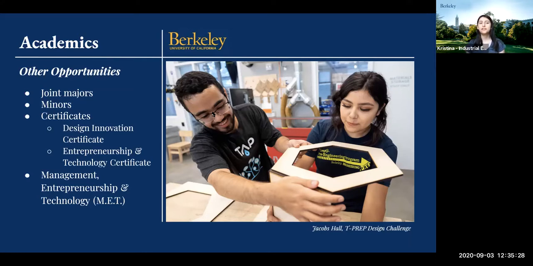So even if you're like, oh, I don't know if I should apply, because even if I don't get in, I still want to be in the College of Engineering, don't worry. Your application will be reviewed a second time just for the College of Engineering, and there's also other pathways to get into the Haas School of Business. So yeah, those are the other opportunities.